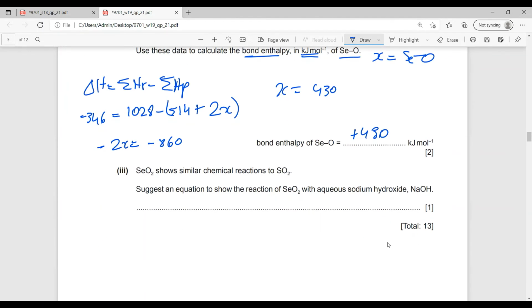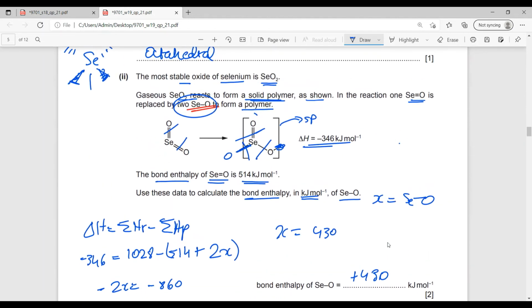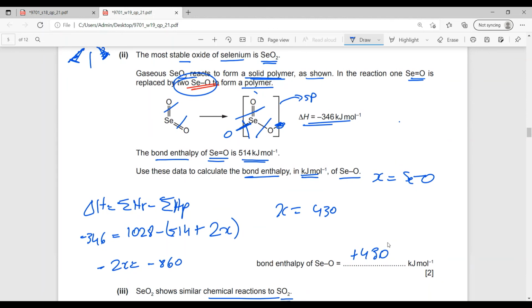The rest of the equation, well, SeO2 shows similar reaction to SO2. In the reaction of SeO2 with sodium hydroxide, it reacts as an acid because SO2 is an acidic gas, right? Okay, so that is it for bond energies and bond enthalpies.